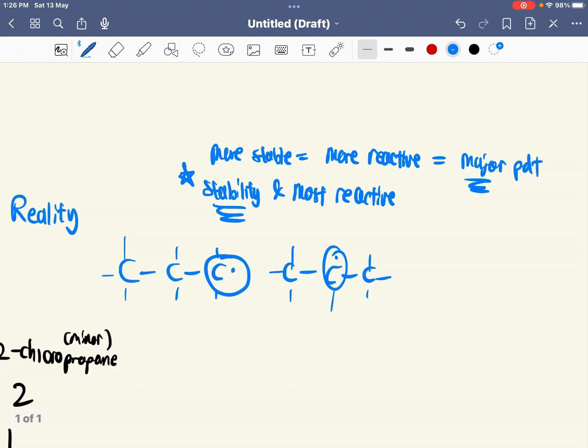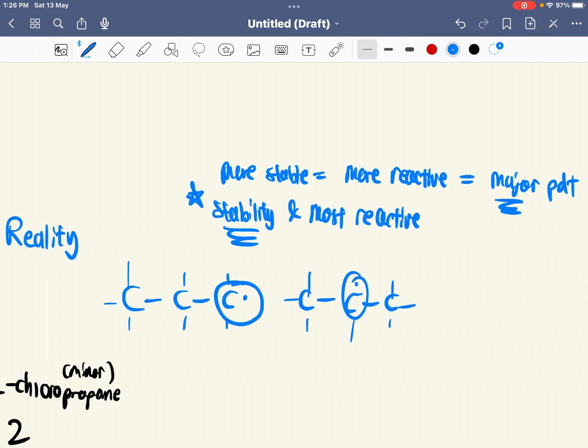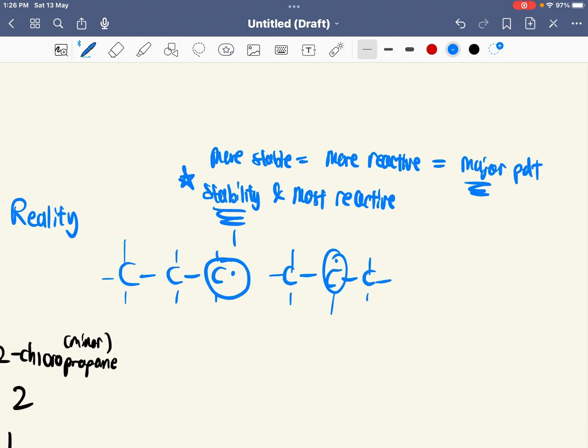So where does the stability idea come in here? If we trace back, we're always looking at the electron donating alkyl group. If we compare carbon 1 and carbon 2, you can see that over here there's a bit of difference. There are 2 electron donating alkyl groups attached to my second carbon, whereas for my first carbon here, there's only this one big alkyl group. So electron donating alkyl group.